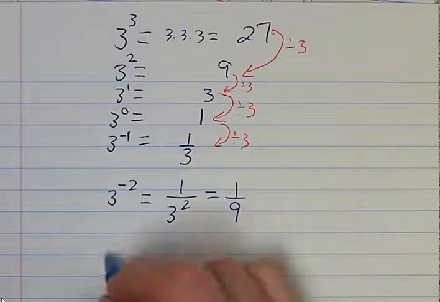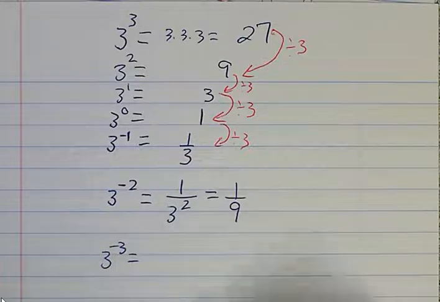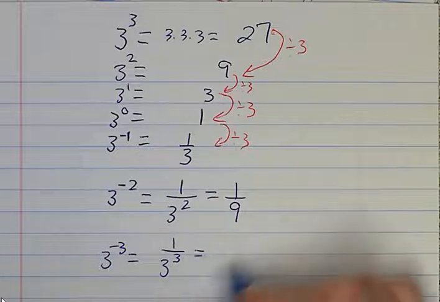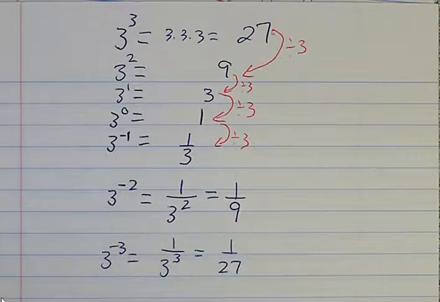And we'll do one more here. If you had 3 to the negative 3 power, that would be the same thing as 1 over 3 to the third. If you do 3 to the third, that's 1 over 27.